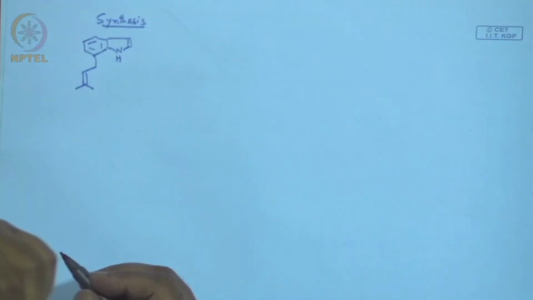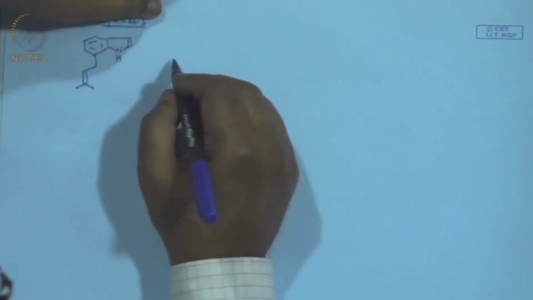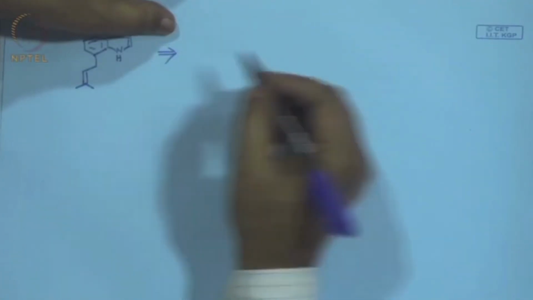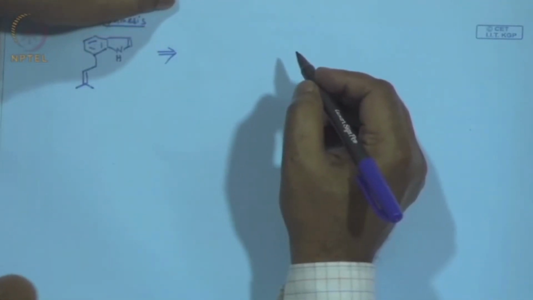What is the starting point? Obviously, see, most of us, what we do, we will do a retrosynthesis, right. And what is the first step in starting the retrosynthesis? You have to look for some of the transforms. What are the transforms? We have not talked about them so far.